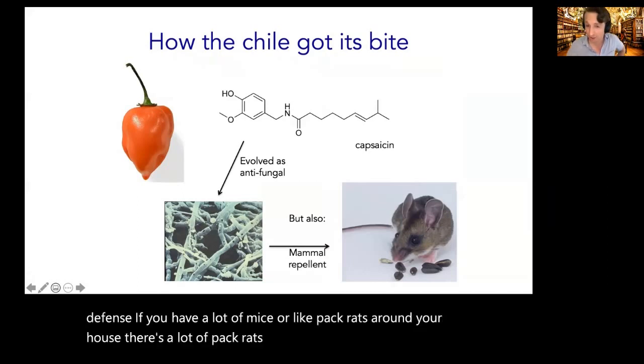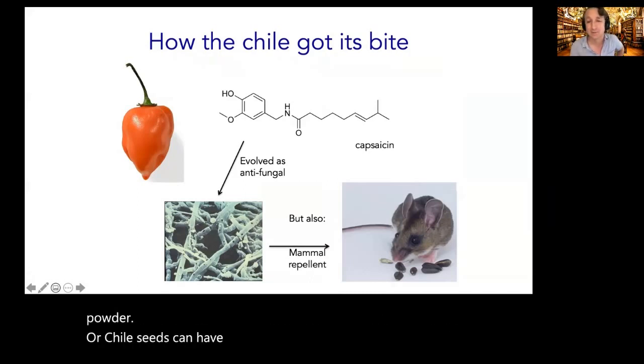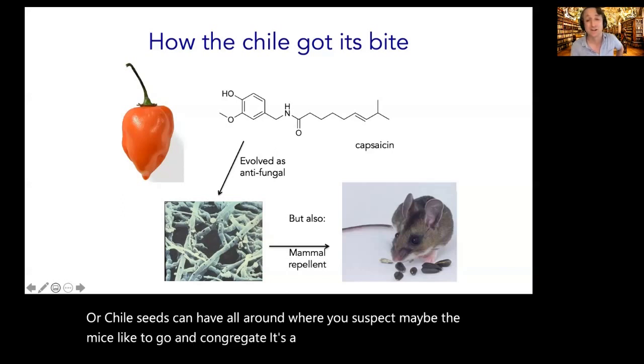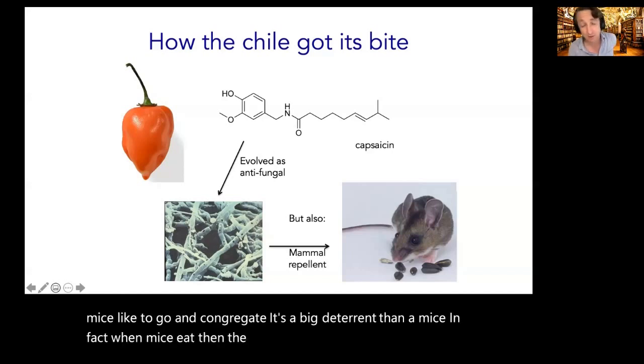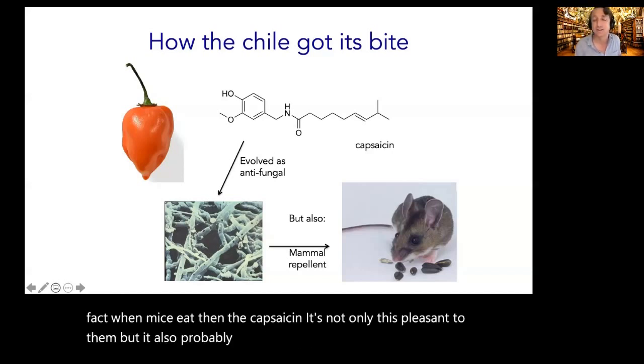That if you sprinkle chili powder or chili seeds all around where you suspect the mice like to congregate, it's a big deterrent to mice. In fact, when mice eat the capsaicin, it's not only unpleasant to them, but it also probably disrupts some of their internal workings of digestion physiologically.